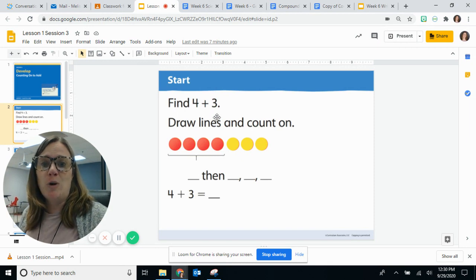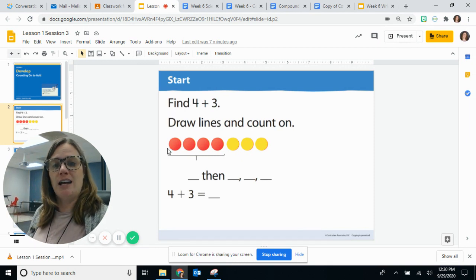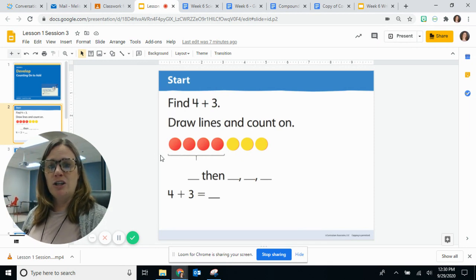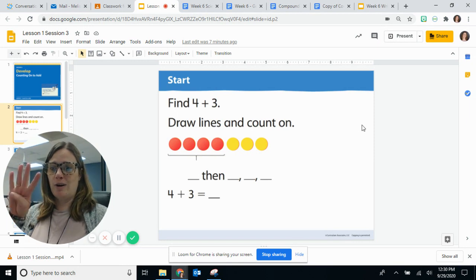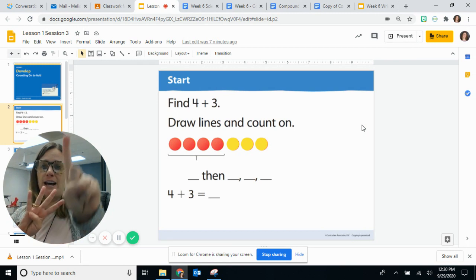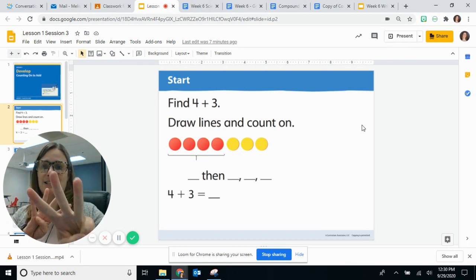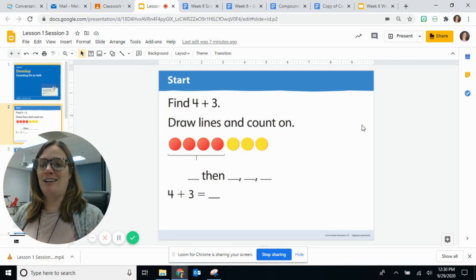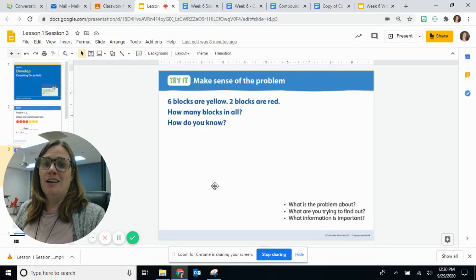All right, find 4 plus 3. Draw lines and count. So see, they drew that line down there to hook the 4 together. So you have 4, and then the 3 more. So you'd have 4, 5, 6, 7. That's right. So 4 plus 3 equals 7. You got this. Here we go.